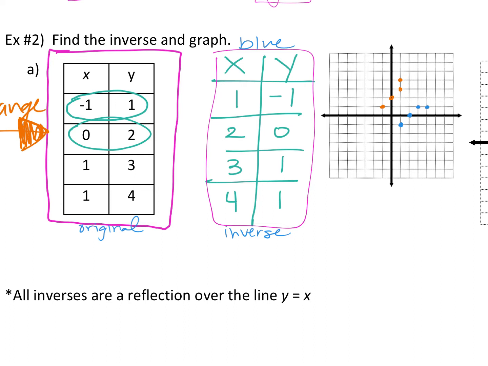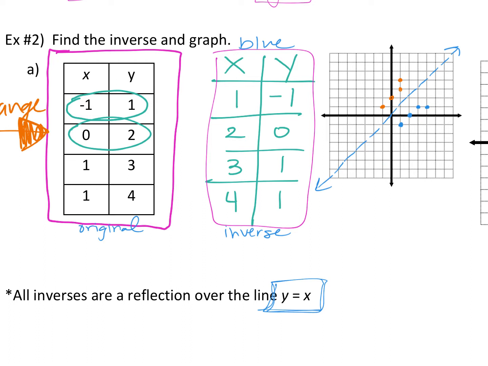They reflect, okay? An inverse always reflects over this line. Do you remember the line y equals x? 0, 0, 1, 1, 2, 2, 3, 3, where x and y always equal each other is the line y equals x. This diagonal line right here is where every inverse will reflect, okay? The line y equals x, which makes sense, right?